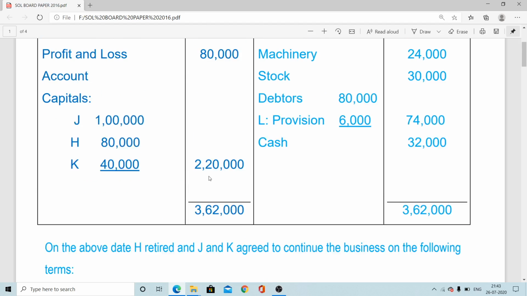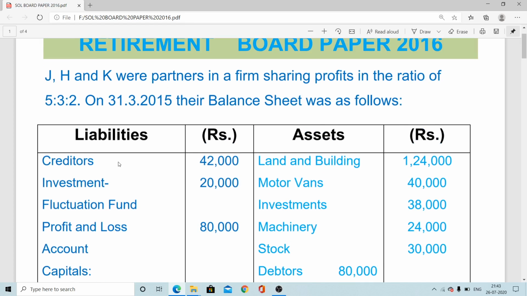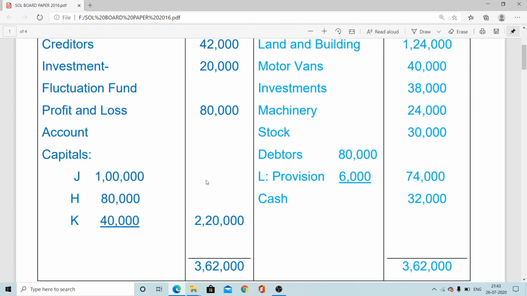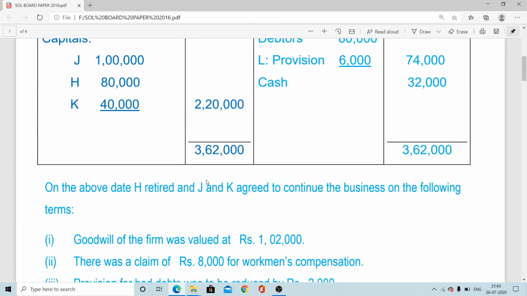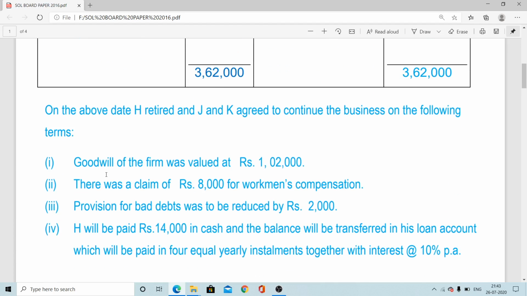Now we know how to calculate the gaining ratio. Here, no separate new ratio is provided, so here we can cancel H, and 5:2 will be the new as well as gaining ratio. But if a separate new ratio is provided in the question, then we must calculate the gaining ratio by applying the formula: new ratio minus old ratio. So let's see here whether the new ratio is provided or not. That is the first instruction of this question.